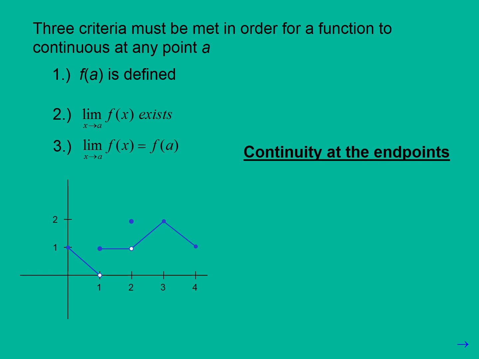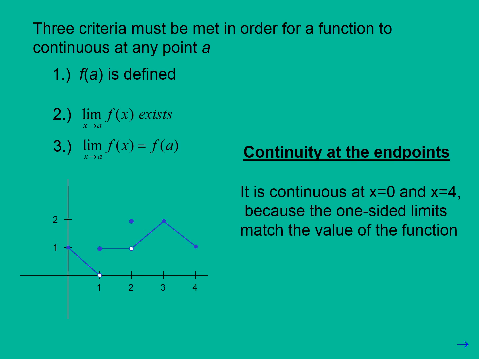Now we have some endpoints on this graph. You might be thinking, well, part 2 says the limit of f of x as x approaches a has to exist. And in order for us to show a limit exists, we have to show the one-sided limits exist. But at x equals 4, we can't approach 4 from the right. However, we can use one-sided limits to show that it is continuous at an endpoint. So it is continuous at x equals 0 and x equals 4 because the one-sided limits match the value of the function.